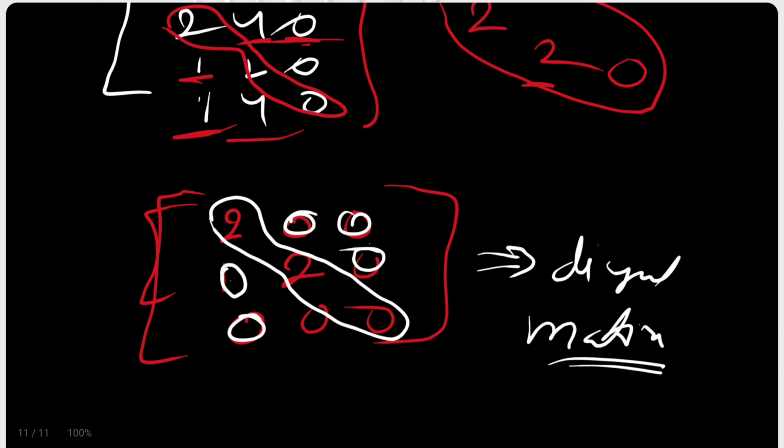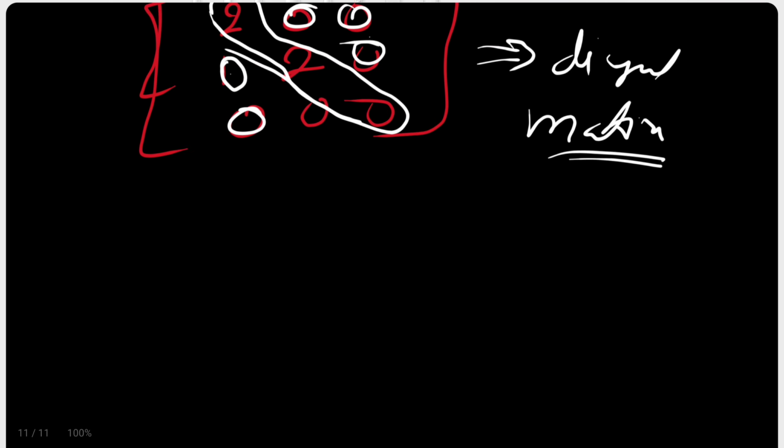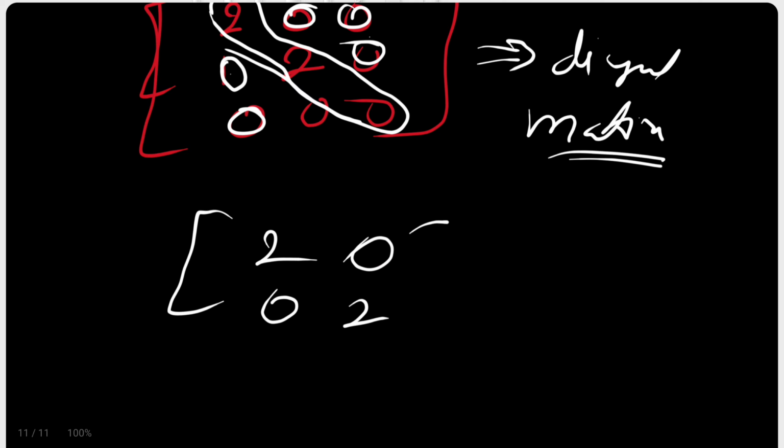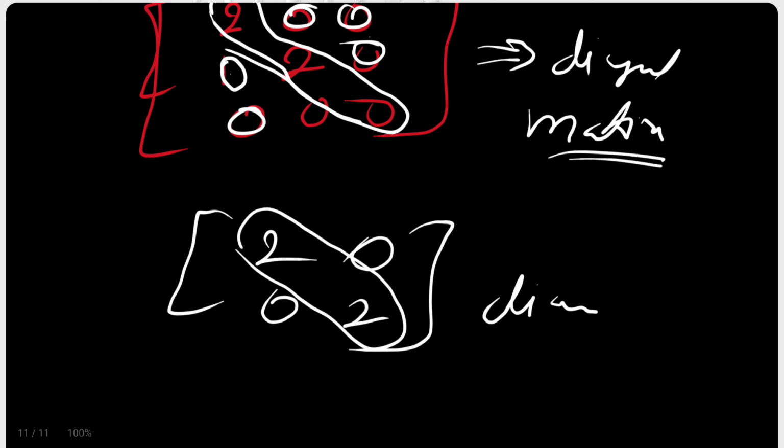You are getting lots of confusion between diagonal matrix and principal matrix. Don't. This is the principal diagonal, and whatever elements are present elsewhere are going to be 0, then it is a diagonal matrix. For example, let me take another example: 2 0 0 2. Principal diagonal, this one. After that, everything is 0, right? So it is our diagonal matrix.